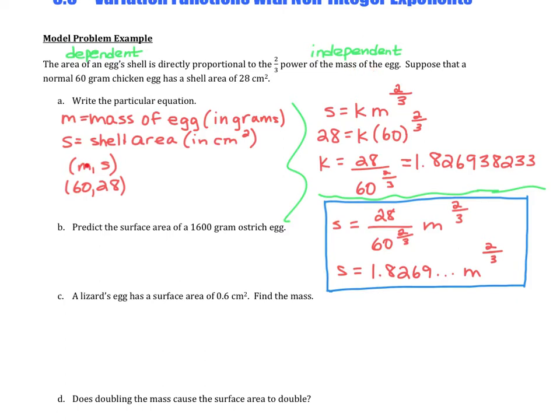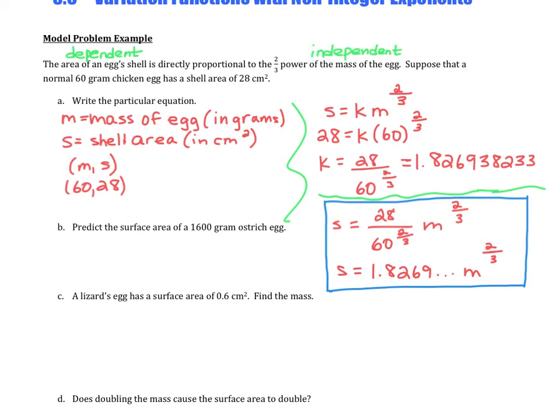So again, mass of the egg is going to be our independent variable. The shell area is going to be our dependent variable. Obviously, you can pick whatever letters of the alphabet that you prefer. Some of you may just go with X and Y. So if you do that, X is the mass of the egg and Y would be the area of the shell. Be very descriptive with your variable definitions, including their units of measure. That will help you later as you refer back to them. So the ordered pair would be (60, 28).